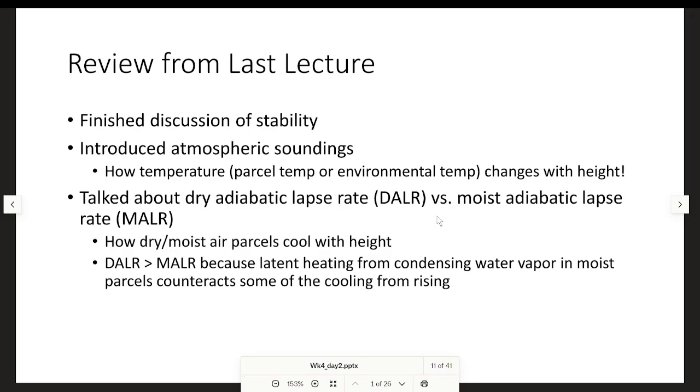Okay. We talked about stability, we talked about soundings, and we talked about dry and moist adiabatic lapse rates. And the dry adiabatic lapse rate is greater than the moist adiabatic lapse rate because the latent heating from condensing water vapor into water in moist parcels counteracts some of the cooling from rising.